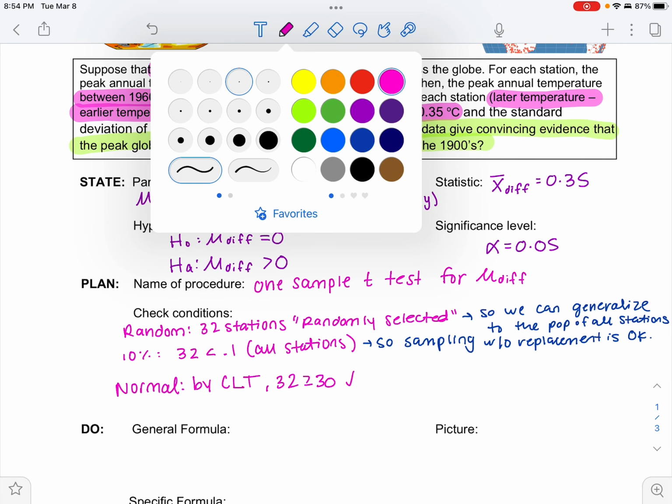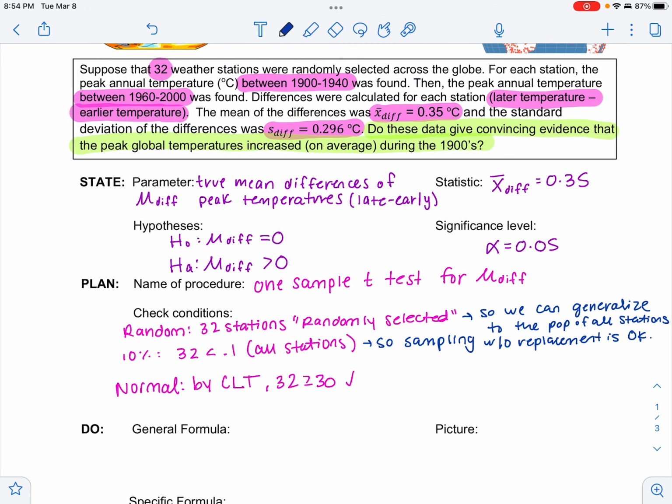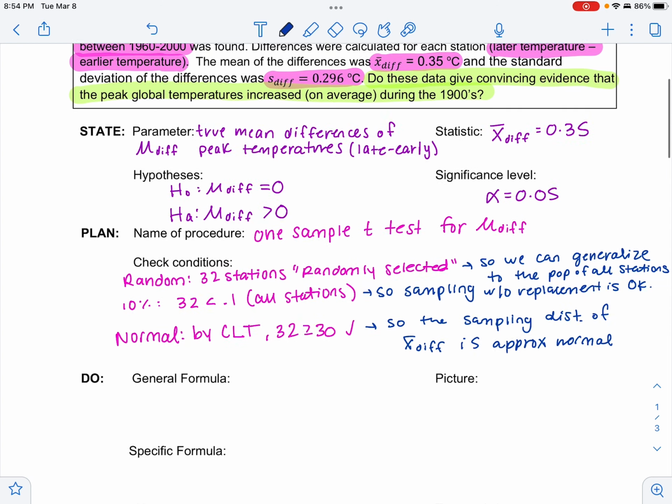Now, why do we want to be normal? That is so the sampling distribution of x bar difference is approximately normal. And this is so that we can do the problem using a normal distribution or that t-distribution.